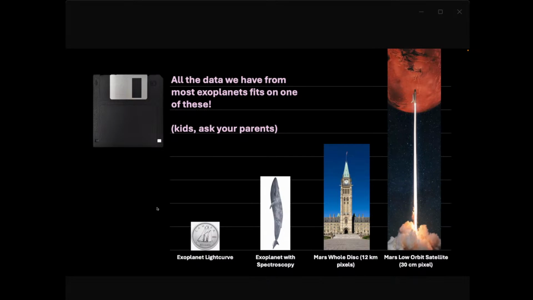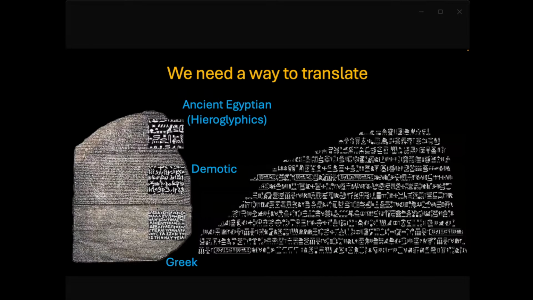Really, what we need, since we're never going to have that amount of data from these exoplanetary places, is we really need to think about that translation. How do we use what we know in our own solar system to tell us about these places? And that brings me back to the Rosetta Stone.